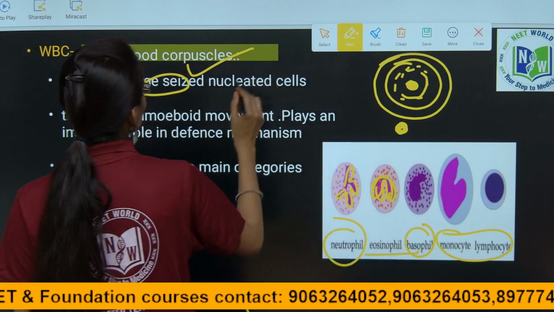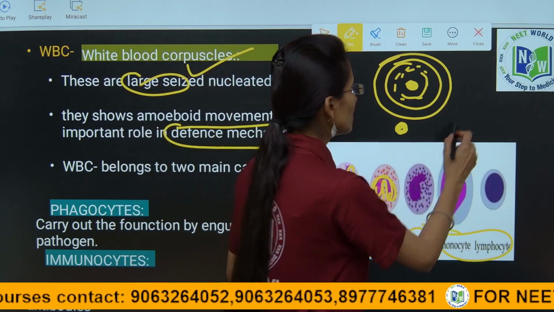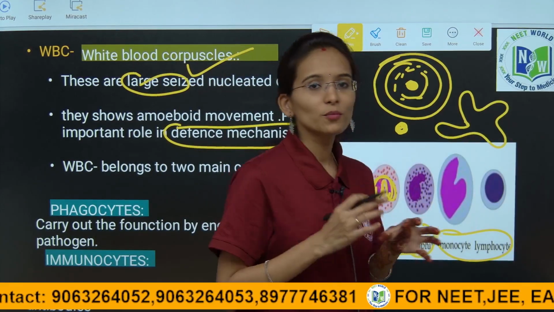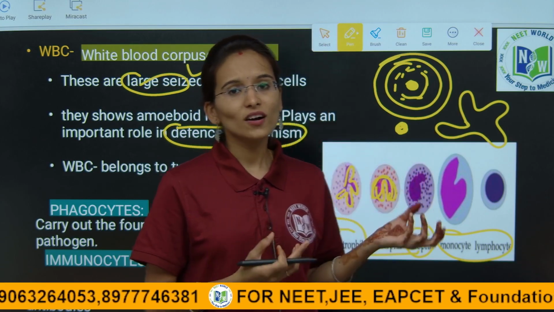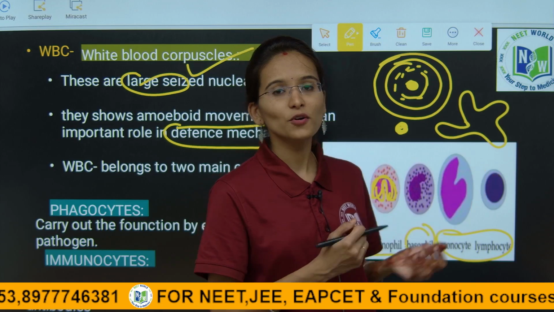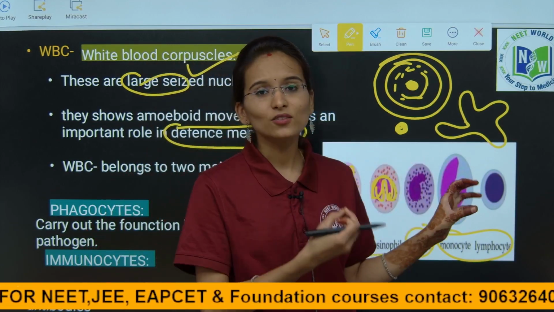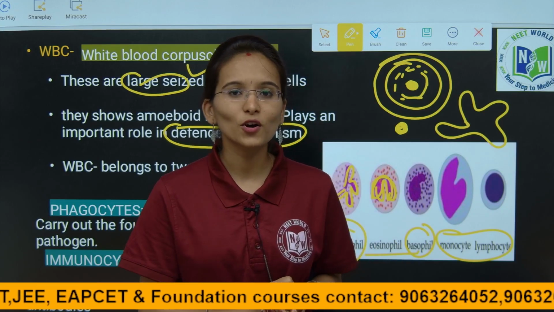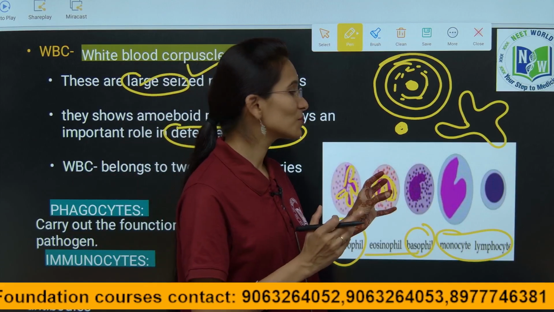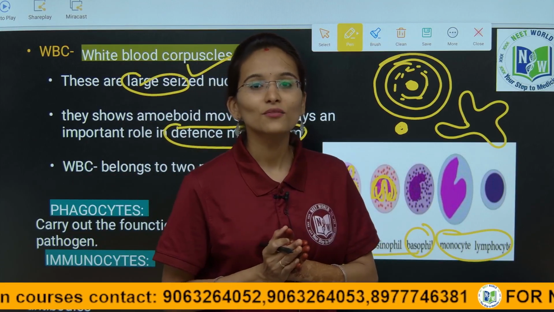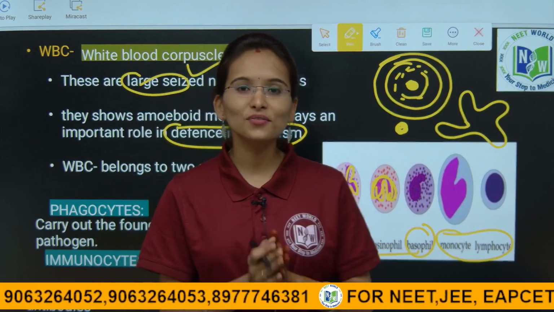Yes, and they show amoeboid movements and play an important role in the defense mechanism. Can you see? They show amoeboid movement, irregularly shaped. Why do they perform that type of movement? They act like a defense mechanism. Whenever any pathogens or allergens enter our body, they come into action and perform phagocytosis. They ingest and fight against the foreign materials. That is why we call WBCs defense mechanism cells.